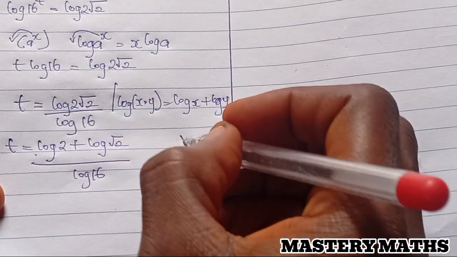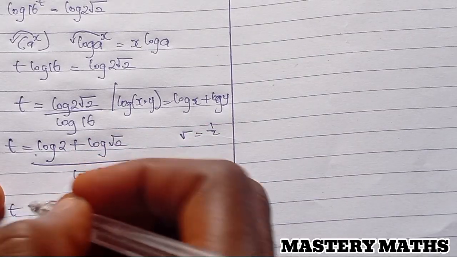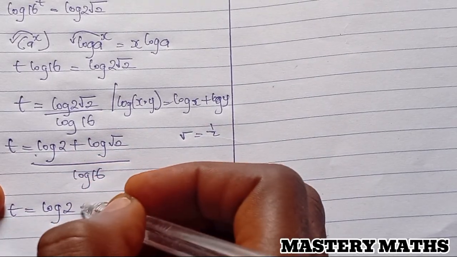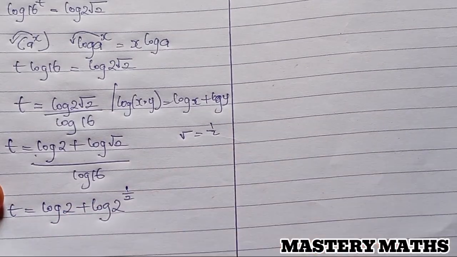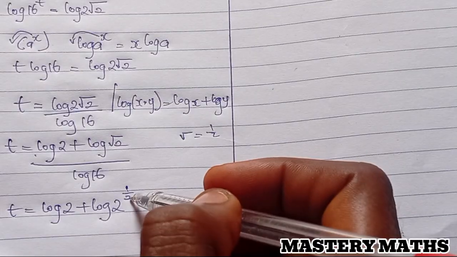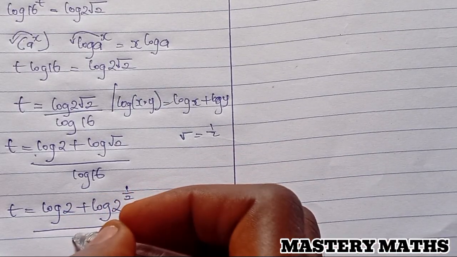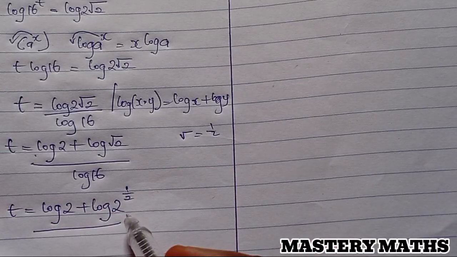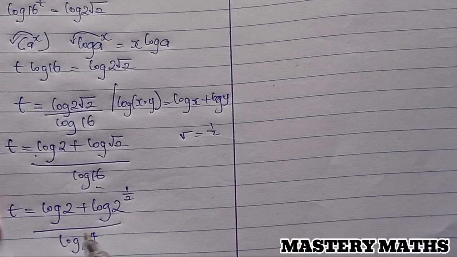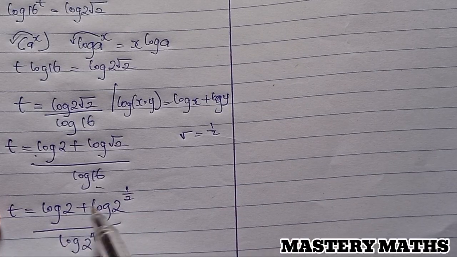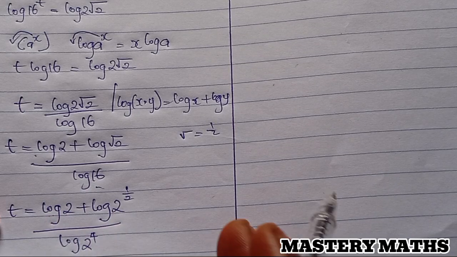Remember I told you a radical is the same thing as a half. So here it will be t is equal to log 2 plus log 2 raised to the power of half. So now this has changed to this. Then all over you have your log. Put the same thing, since they have a base of 2: log 2 raised to the power of 4. And having the same log base 2, they have the same base. You see it now.